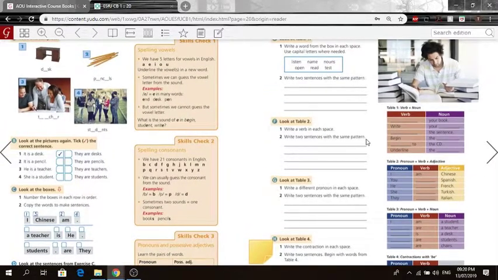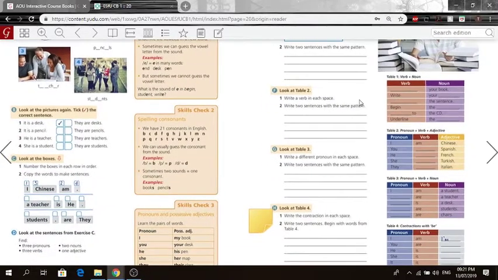So now write two sentences with the same pattern. So I could say, if it's just a verb and a noun, I could just say, play your guitar. You could write that down in your book as a sentence, or use your own example if you want. So I would say, play your guitar, okay? One more is eat your food, okay? Okay, so now moving on to table number 2.